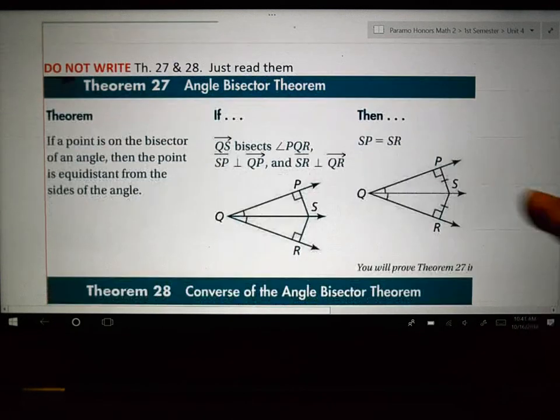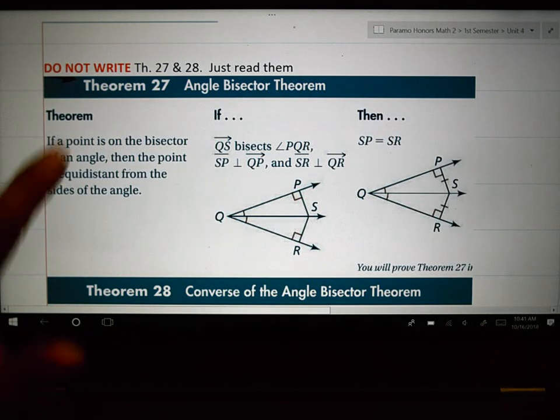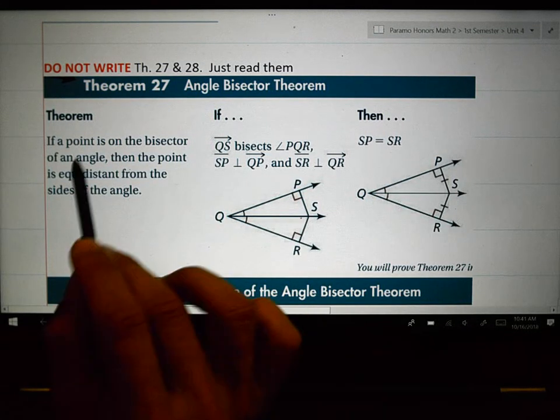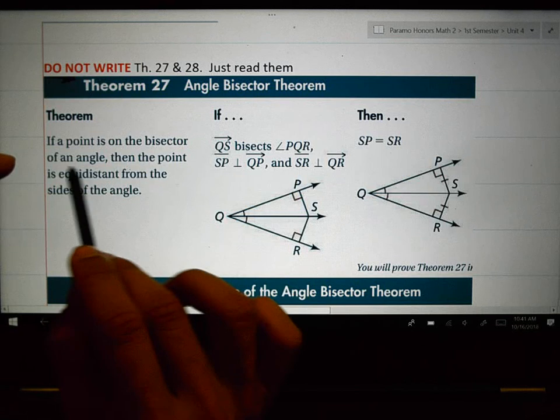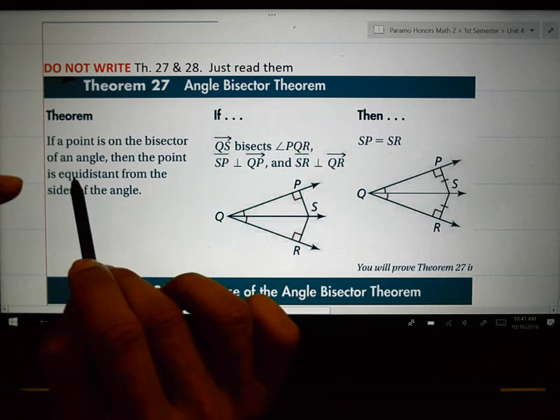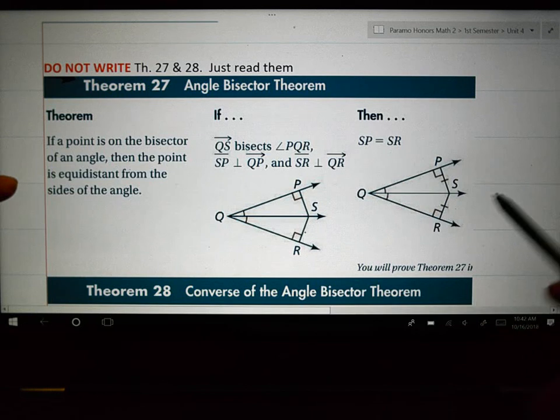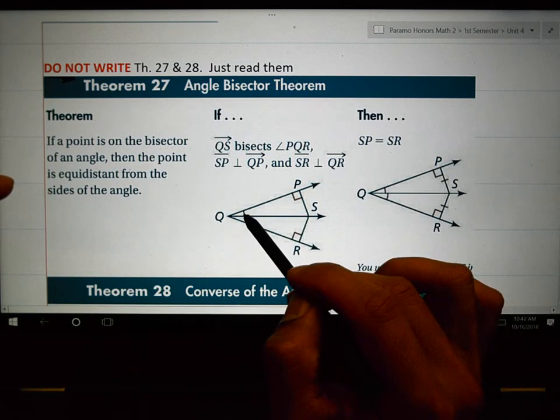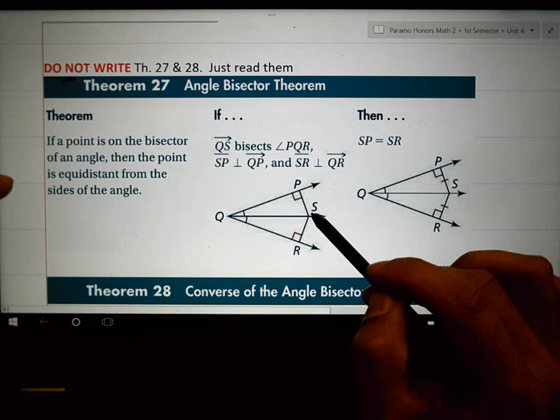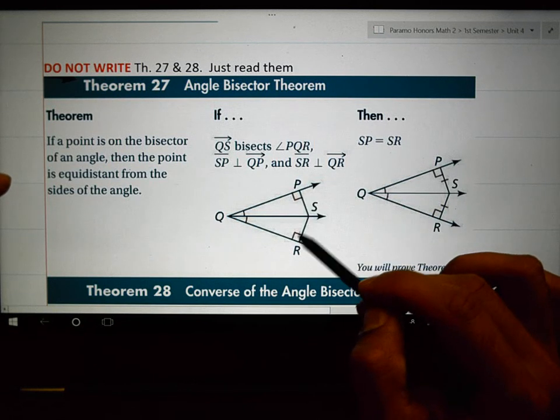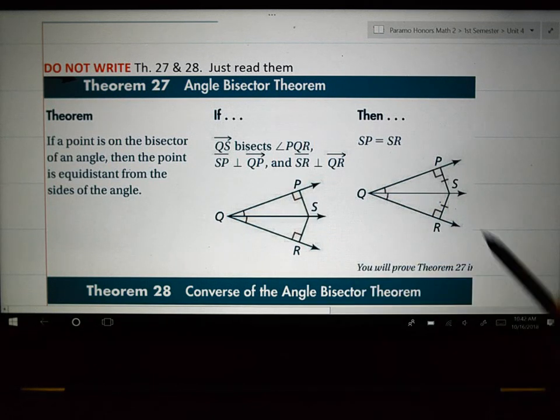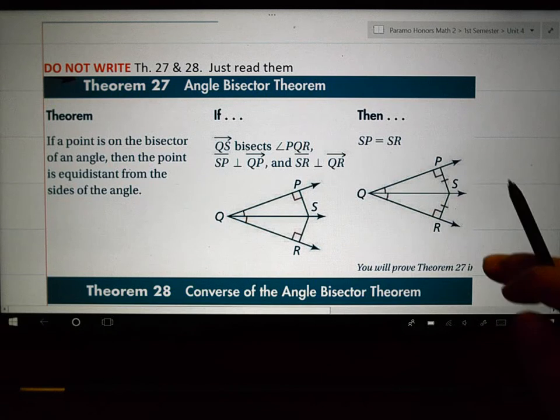Which brings us to the angle bisector theorem, which says if a point is on the angle bisector of an angle, then the point is equidistant from the sides of the angle. This distance and this distance need to be the same. So if I know this is the same as this, and this is perpendicular and that's perpendicular, then these two pieces have to be congruent. That's the angle bisector theorem.